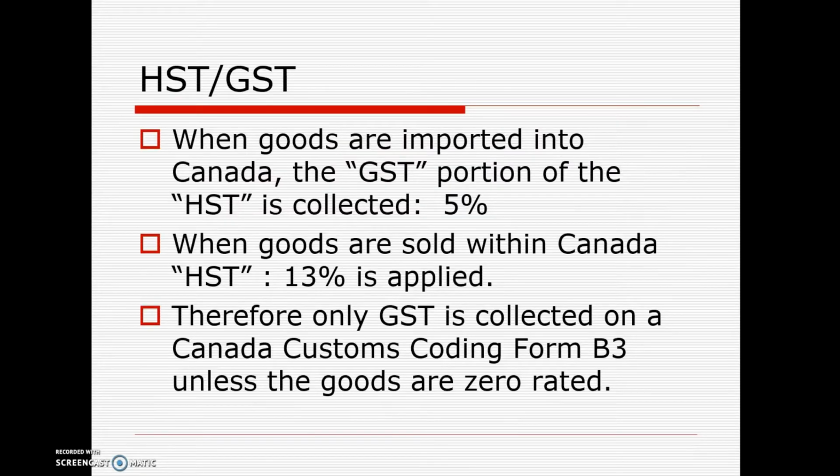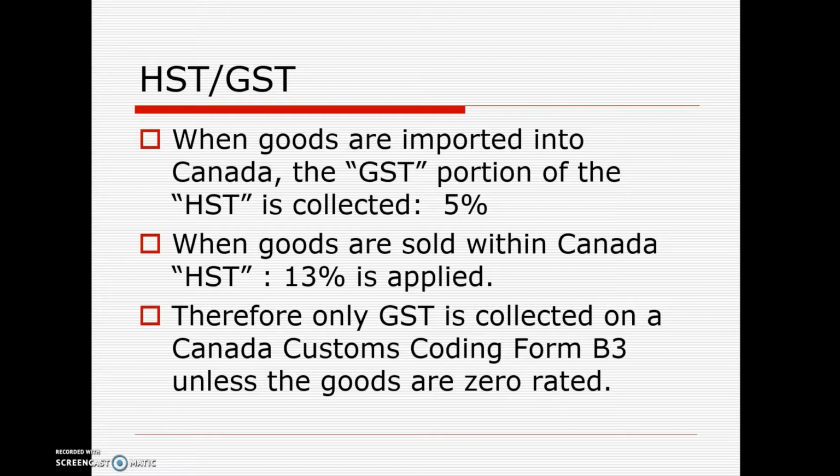So when goods are imported into Canada, the GST portion of the HST is collected, 5%. When the goods are sold within Canada, HST 13% is applied. Therefore, only GST is collected on a Canada Customs Coding Form B3, unless the goods are zero rated. We'll talk about zero rated in a second.